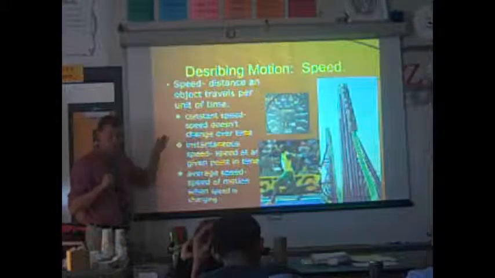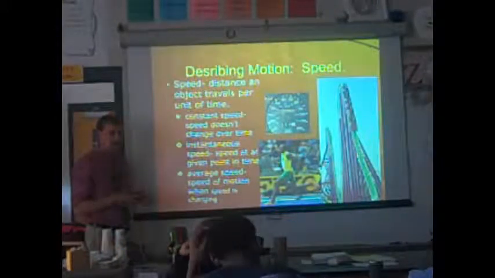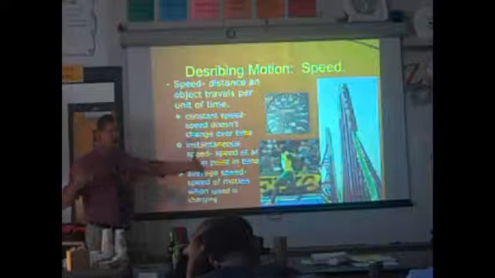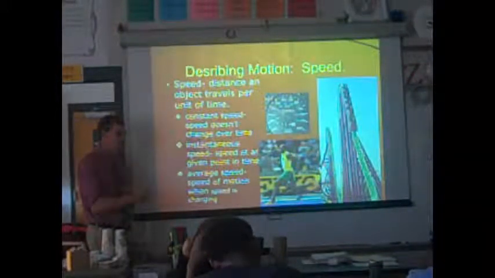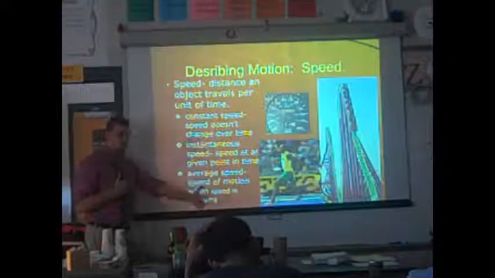So instantaneous speeds are just picking out a speed at a single moment in time. The last one is your average speed. Average speed is the speed over an entire trip. So if you're driving from here to downtown, you're going to have to hit some lights, slow down, and accelerate.